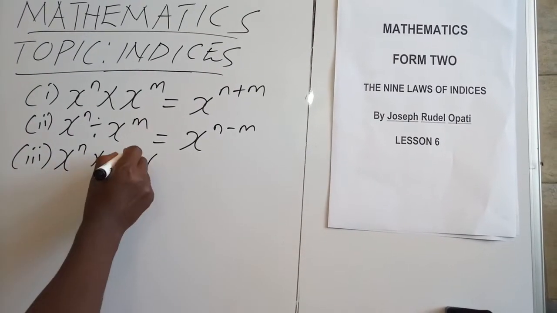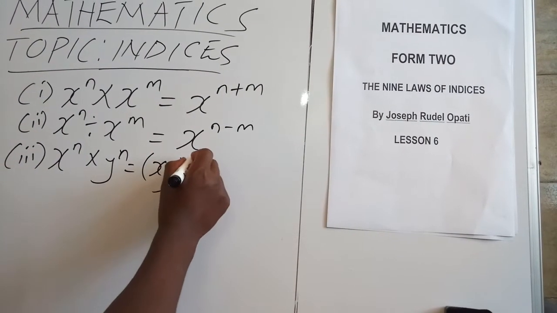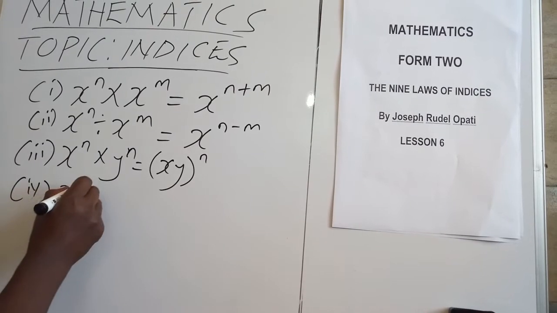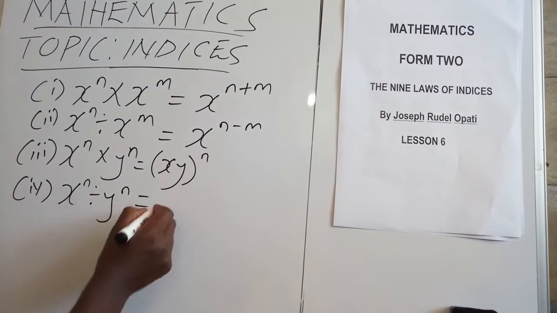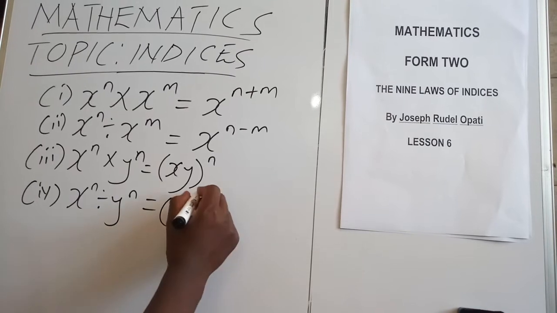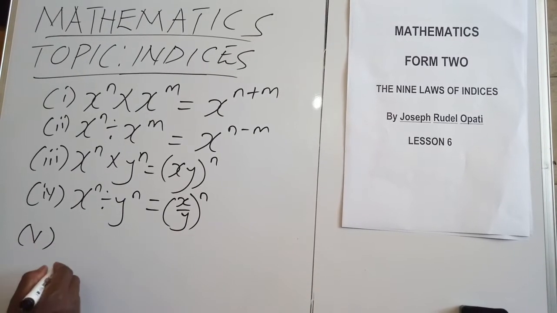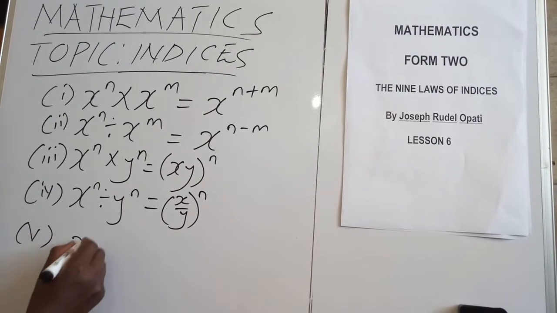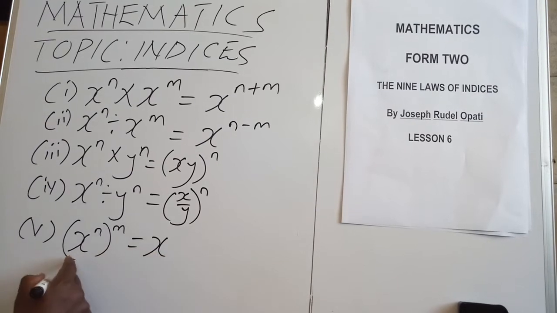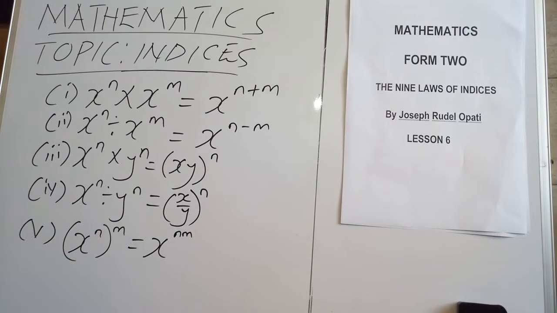Number 3, it was a law of what? Multiplication of numbers to a similar power. The outcome was what? You multiply the bases, let the product assume that similar power. Now, the fourth law was the law of division of numbers to a similar power. We said you divide the bases and let that quotient assume what? That similar power. Law number 5 was the law of raising a number in index form to another power. We said the outcome will be that base raised to what? The product of the index n and m.